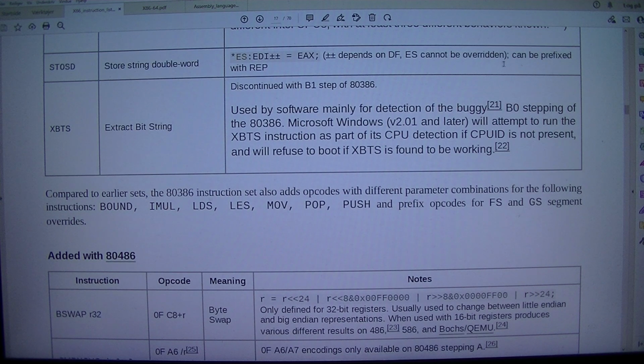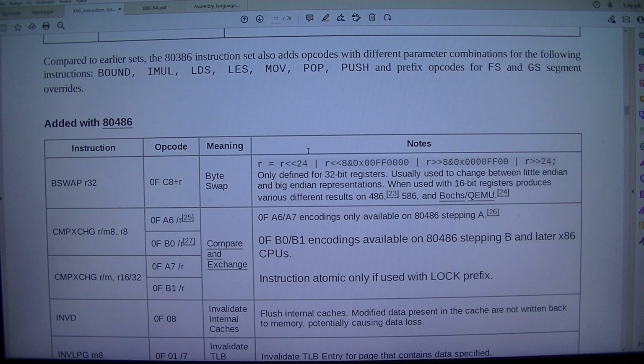ES cannot be overridden. Can be prefixed with REP. XBTS: extract bit string, discontinued with B1 step of 80386. Used by software mainly for detection of the buggy B0 stepping of 80386. Microsoft Windows v2.01 and later will attempt to run the XBTS instruction as part of its CPU detection if CPUID is not present and will refuse to boot if XBTS is found to be working.